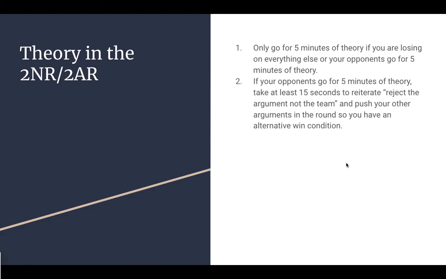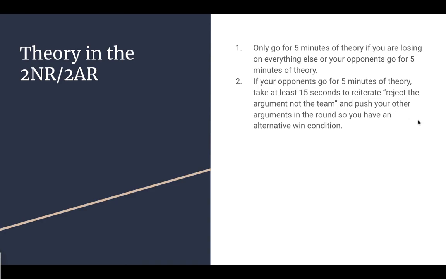Secondly, if your opponents go for 5 minutes of theory, once again, take 15, 30 seconds. Reiterate this whole reject the argument, not the team. Because if your opponents go for theory, they only have one win condition. They win on theory, and they win that it's so egregious that the judge has no option but to vote you down. Whereas you've got basically 5 minutes to go for theory, and you just need to prove that one, either you beat them on theory, or two, your violations aren't so egregious that they warrant rejecting you as a debater. The judge shouldn't vote you down.